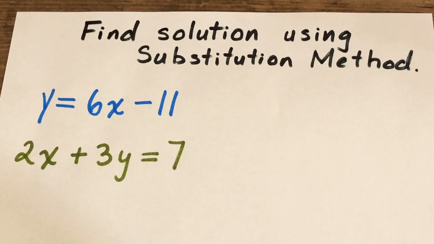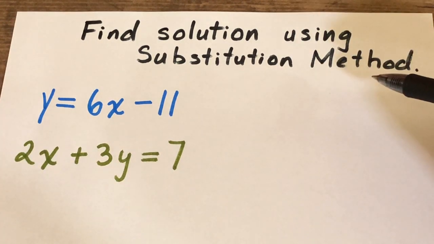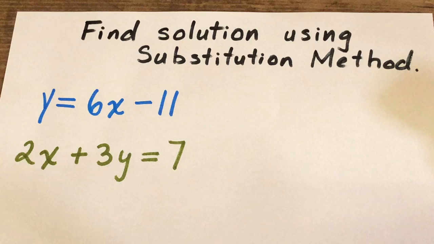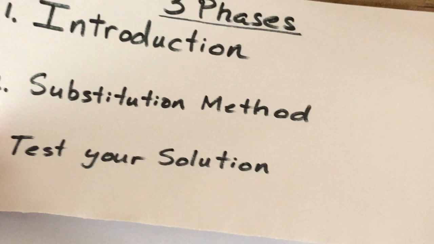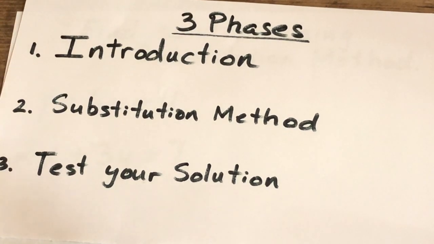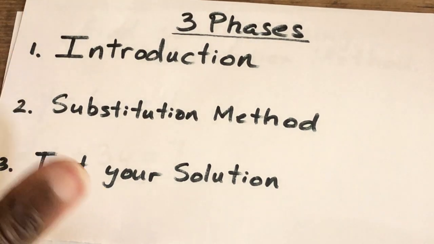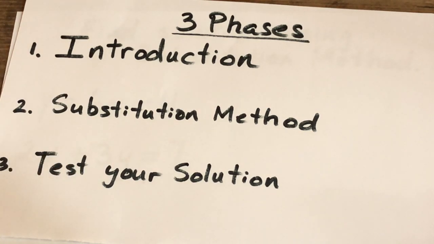I am Mr. Antoine, and today we're going to talk about finding the solution to systems of equations using the substitution method. That's right, the substitution method. Before we start this video, we're going to go into three different parts, or three phases. Phase one will be an introduction to what this is about in terms of systems of equations. Phase two will be about the substitution method and how to go about doing it. And phase three is going to be test your solution. So let's just start with phase one, the introduction.